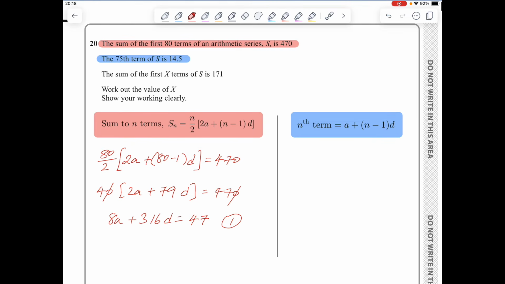For the second equation, I have a plus 75 minus 1 d equals 14.5, so a plus 74d equals 14.5. This is equation number 2.